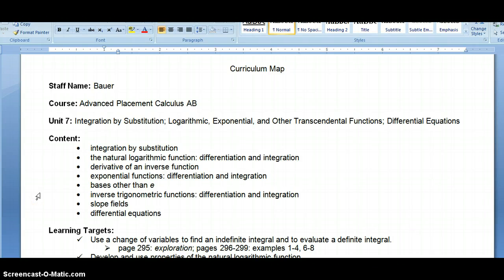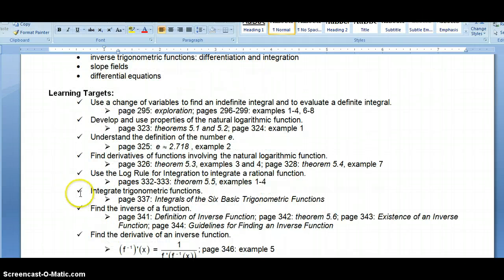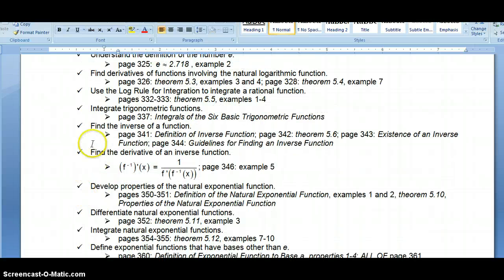In this video, we're going to talk about the derivative of an inverse function. There's a lot that goes into inverse functions, but we're going to specifically focus on taking the derivative of an inverse function. So in terms of our content, finding the inverse of a function is going to be less important to us. That's really a pre-calculus topic, and we're going to take a look at some of the definitions and guidelines, but we're really going to focus on finding the derivative of an inverse function.